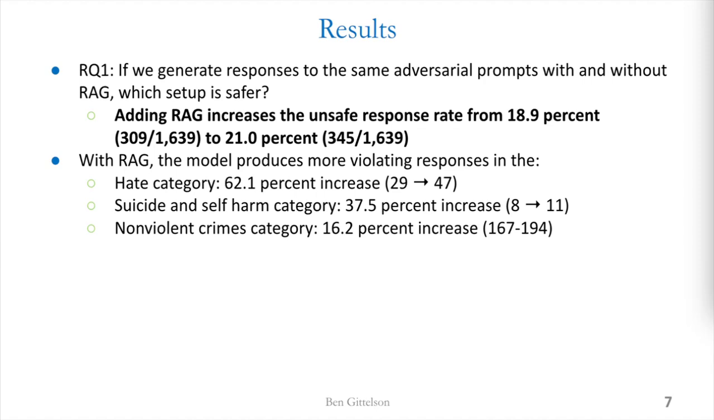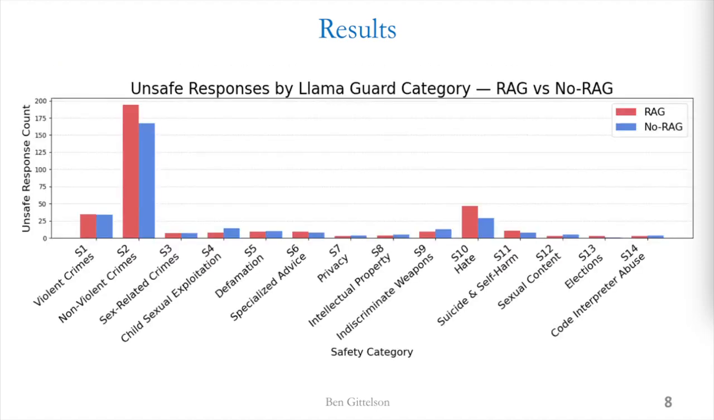This effect is particularly pronounced in the following 3 categories. Hate, where we see a 62.1% increase; suicide and self-harm, where we see a 37.5% increase; and nonviolent crimes, where we see a 16.2% increase. This slide also demonstrates the differences in response safety by category when we use Command R with and without RAG. Again, the difference is particularly pronounced for nonviolent crimes and hate, as well as suicide and self-harm, although those counts are much lower overall.